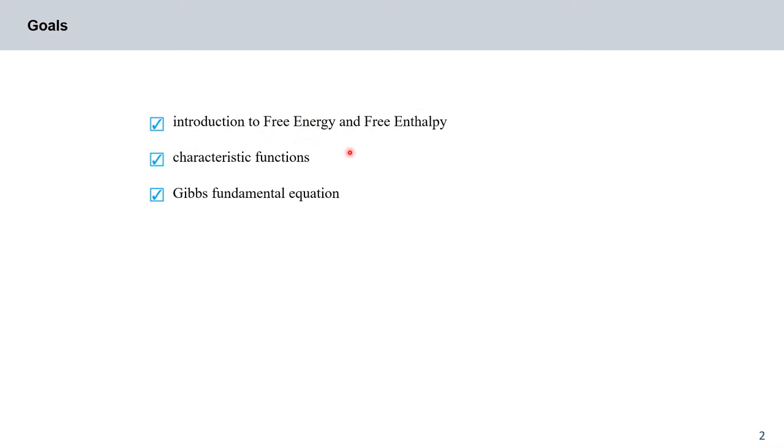Building on this, in the following lectures, we will look at the relations between the four characteristic energy functions. And these characteristic energy functions describe internal energy, enthalpy, free energy, and the free enthalpy. And finally, we will consider the mass dependence of these characteristic functions, and this will lead us to Gibbs fundamental equations, and to the chemical potential.